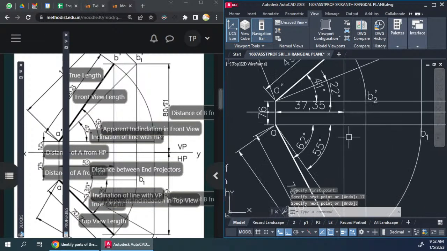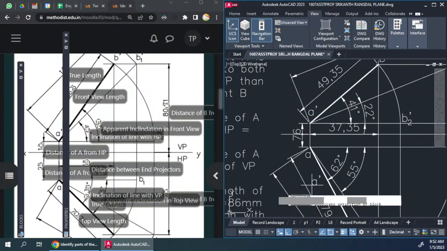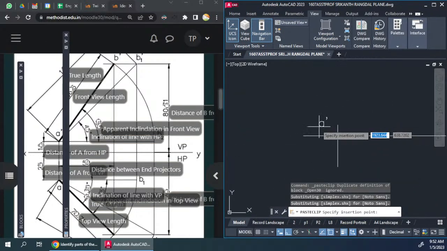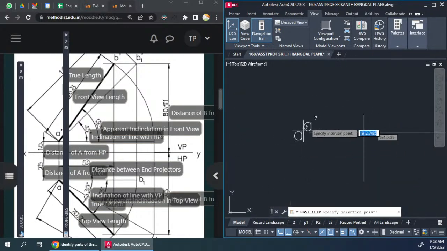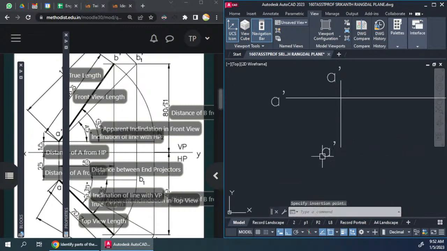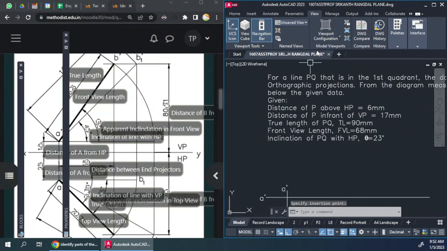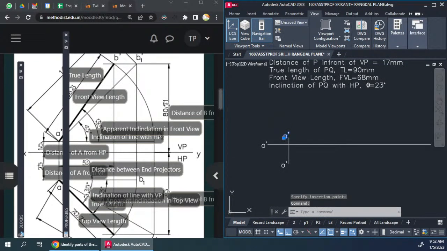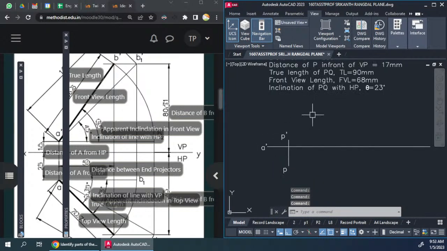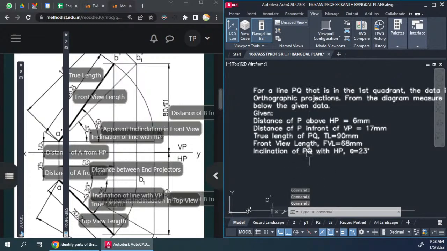So at this point we'll have to give some naming. Okay, let me copy the text from over here. This is X, this is the front view, the line name is PQ, so this has got to be P dash. This is the top view, so P. So these are the first two data that have been provided. We have fed them already.